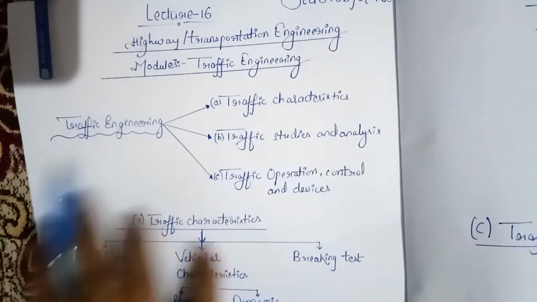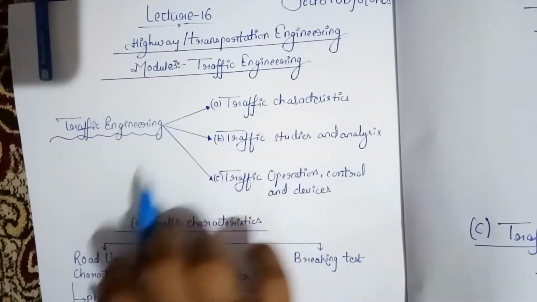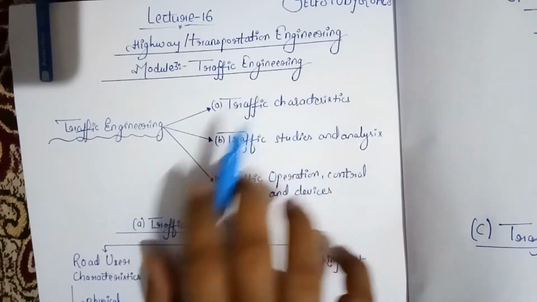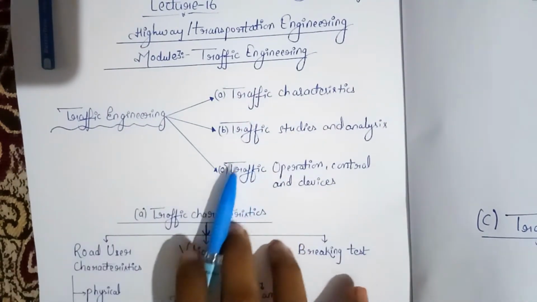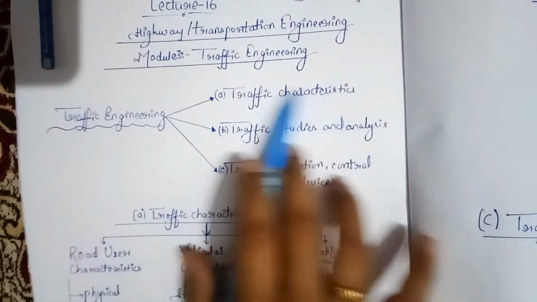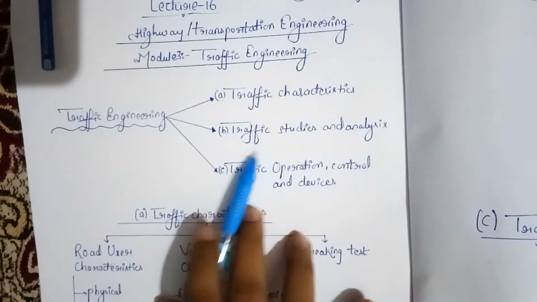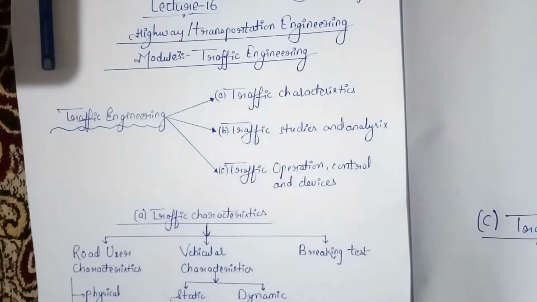This module is traffic engineering, and traffic engineering is subdivided into three parts. First one is the traffic characteristics, second one is the traffic studies and analysis, third is the traffic operation, control and devices. Okay, so this is the broad classification. Next we will see the classification of traffic characteristics.